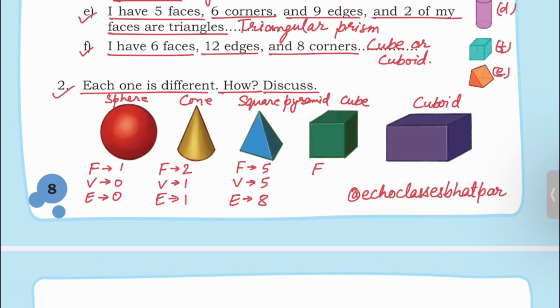And for cube and cuboid, number of faces 6, vertices or corners 8 and edges 12.